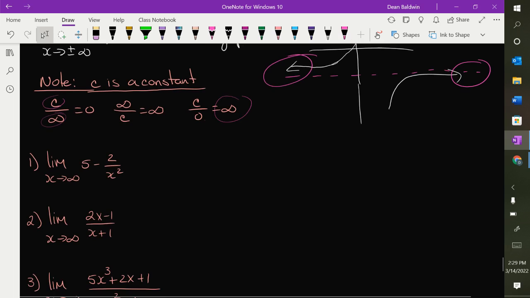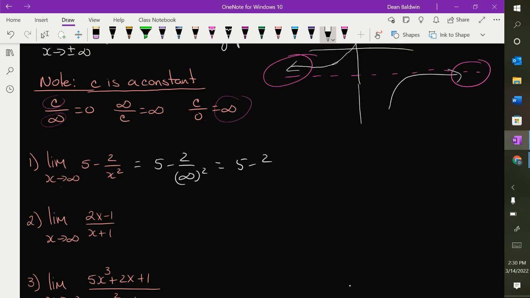So for the first one here, limit as x goes to infinity. Well, I can just literally plug that in. Infinity squared is just infinity. So I end up with 5 minus 2 over infinity. That is any constant divided by infinity equals 0. So it's 5 minus 0. So the horizontal asymptote is where the limit is 5. Okay.